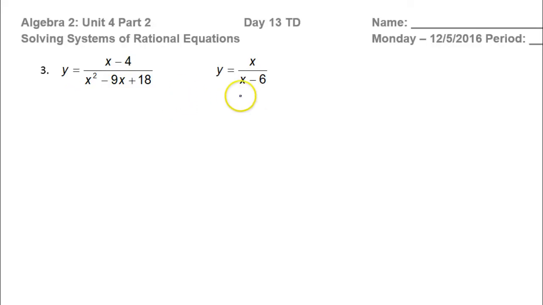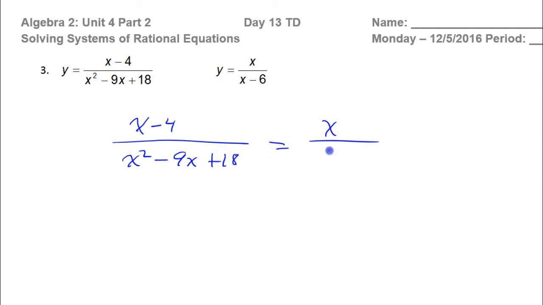Here is another system of equations for us to solve. We can start off by setting these equal to each other. Now let's form like denominators so we can cancel the denominators out. The first thing to do towards getting like denominators is let's factor this denominator to see what we've got.